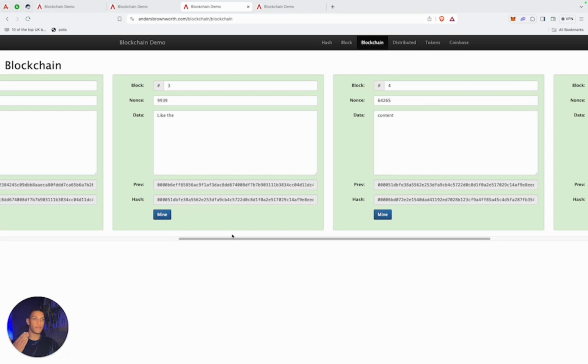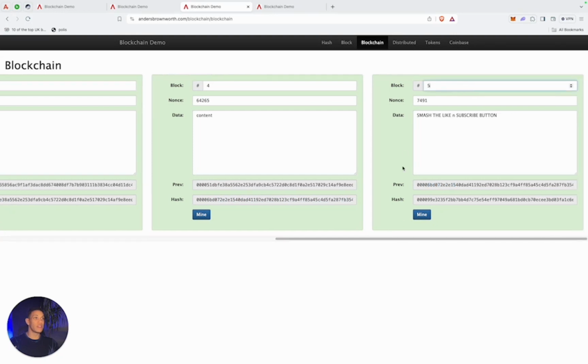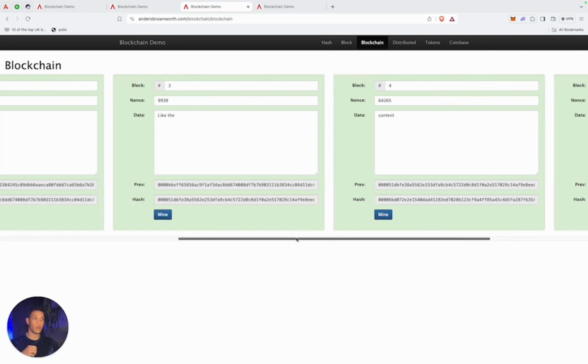51ABF, or DBF, I cannot even read. Never mind. And so on. And if there were a sixth block, this hash would be in the place of the hash previous in block number 6. So I hope that you understand.